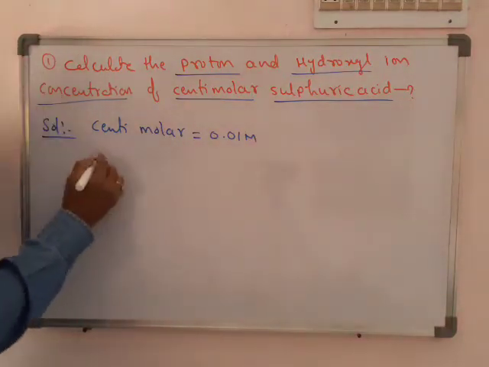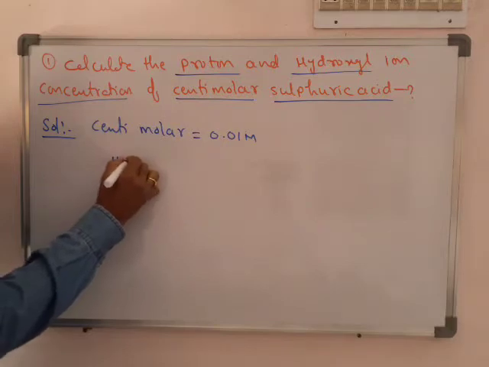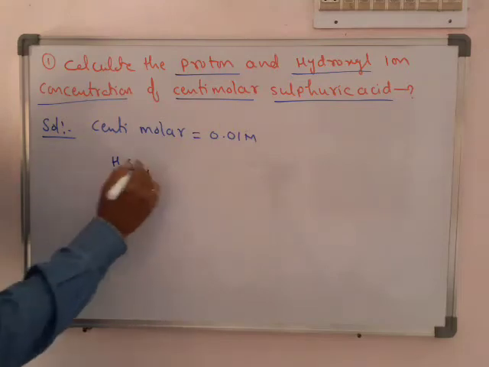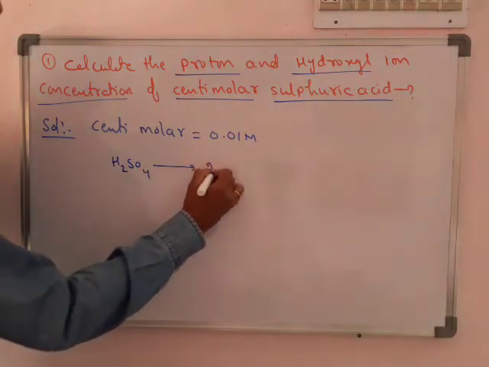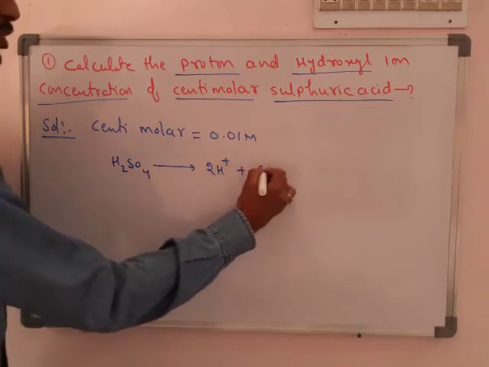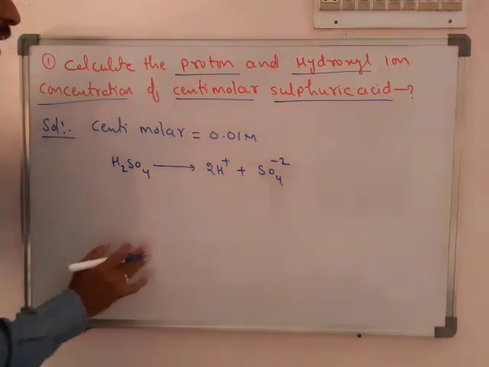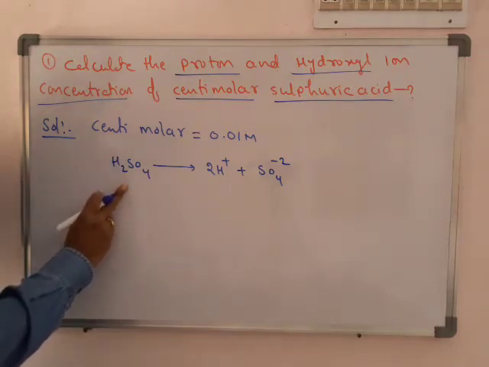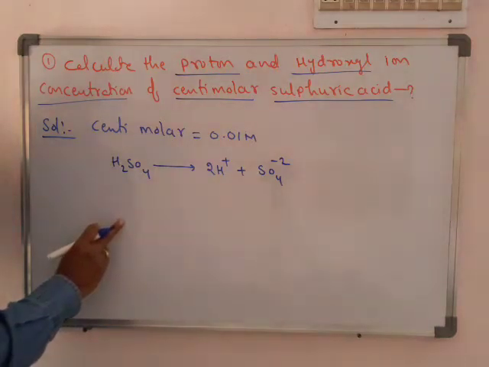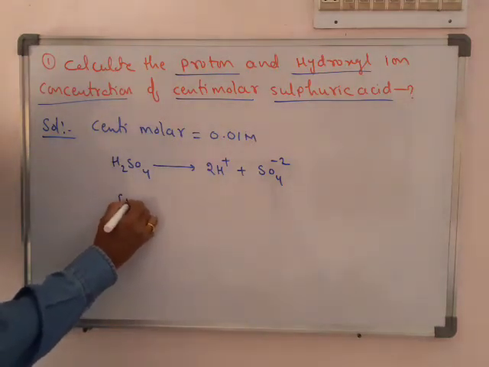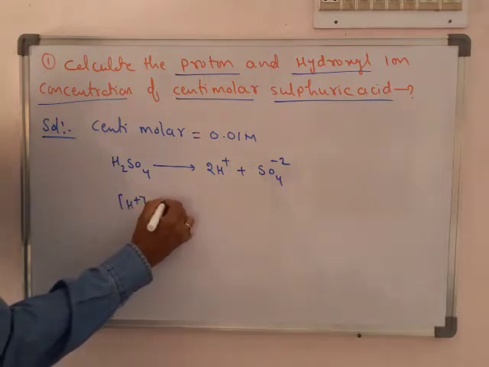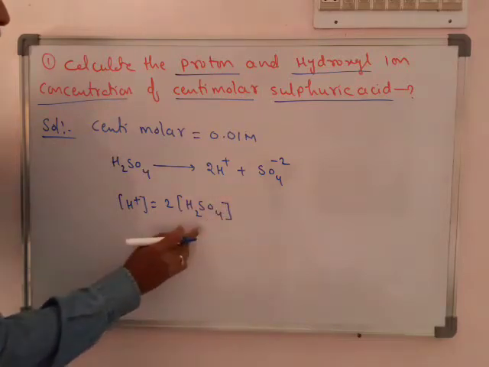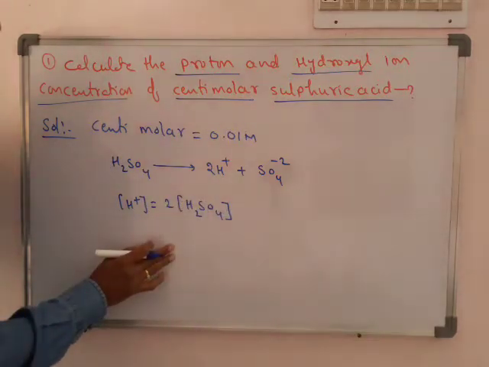So what is that? Sulfuric acid. So 0.01 M of sulfuric acid. We have to find the H plus concentration in it. We know that H2SO4 on decomposition releases 2H plus and SO4 2 minus. Important thing, 1 mole of H2SO4 can release 2 moles of H plus. So if you want to get the H plus ion concentration, that is 2 into H2SO4 concentration, because 1 mole releases 2 moles of H plus.